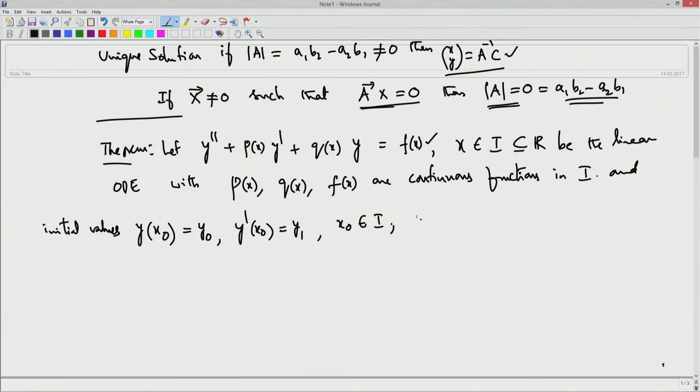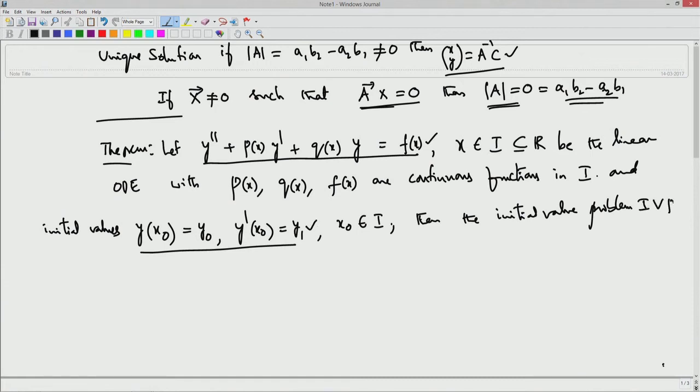Then this is the initial value problem. That consists of this equation and these two conditions together. We call this the IVP, and it has a unique solution y(x) for every x in I.